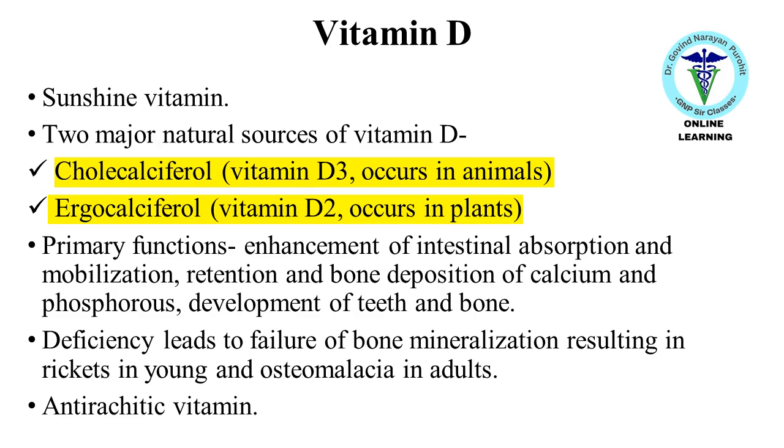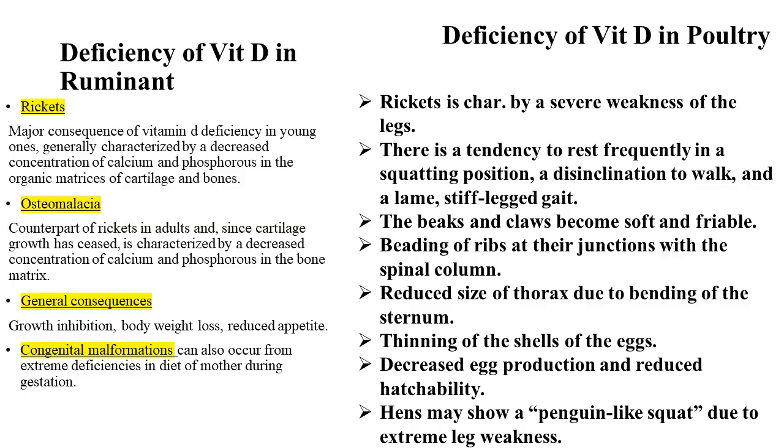Antirachitic vitamin. The deficiency of vitamin D in ruminants can result in rickets in young animals and osteomalacia in adults. Congenital malformations can also occur from extreme deficiencies in the diet of the mother.